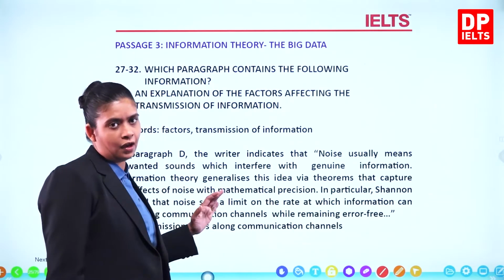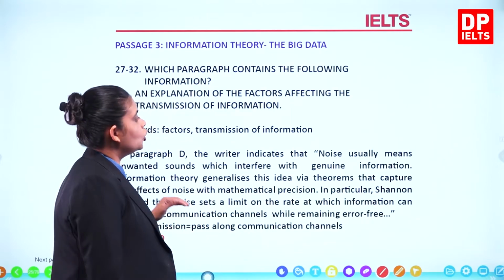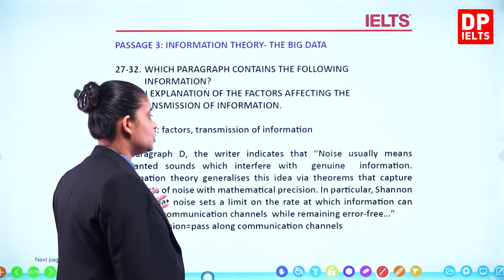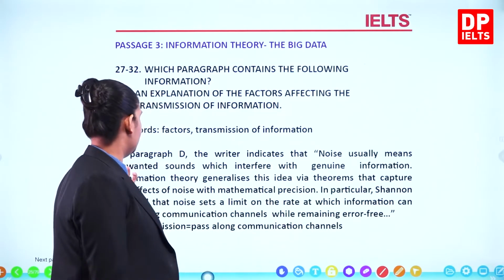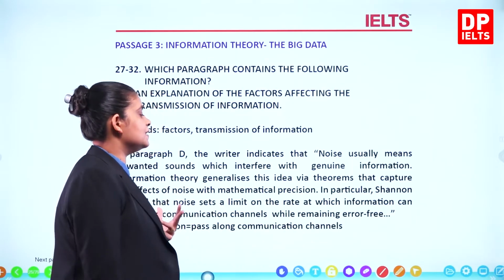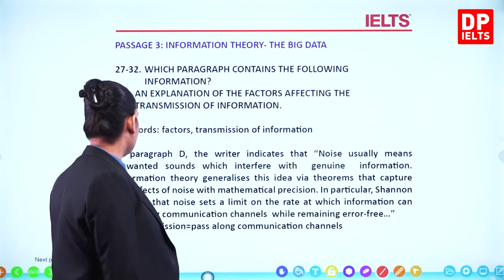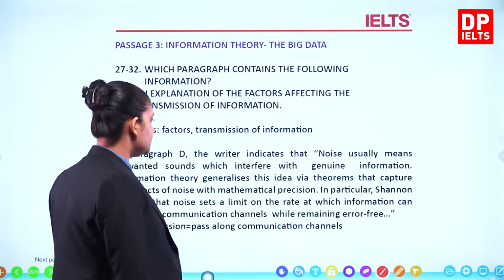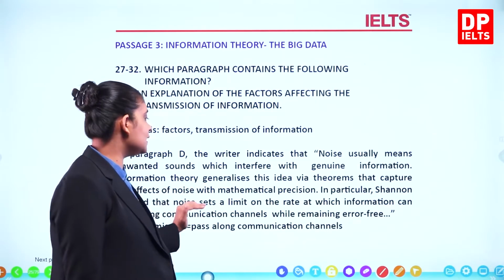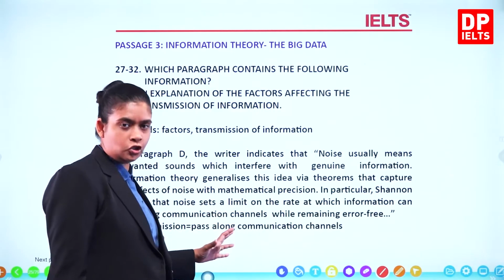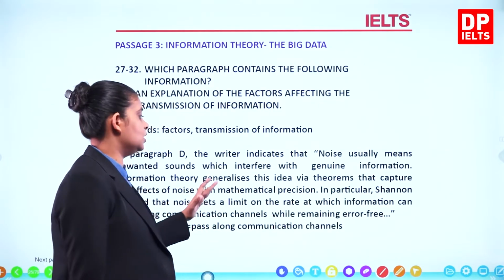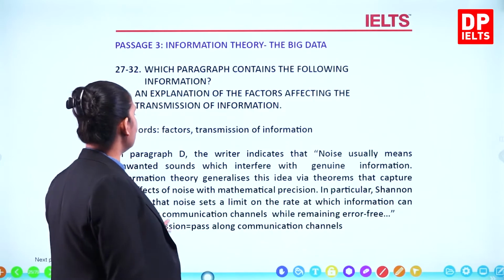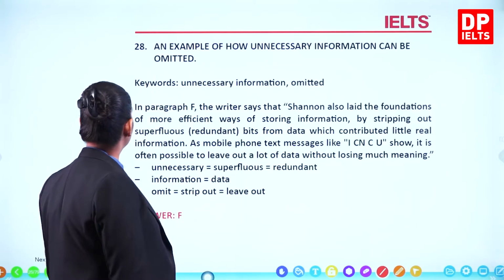So if you go to paragraph D, the writer says, noise usually means unwanted sounds which interfere with genuine information. Information theory generalizes this idea via theorems that capture the effects of noise with mathematical precision. In particular, Shannon showed that noise sets a limit on the rate at which information can pass along communication channels while remaining error-free. Okay, so you could find the answer definitely in para D.